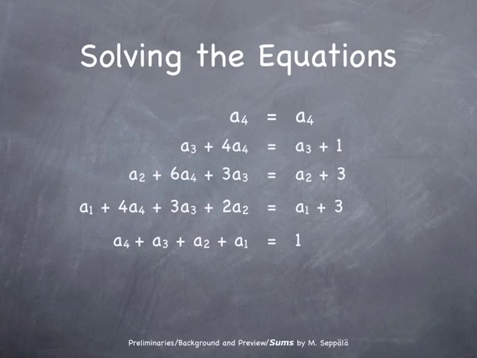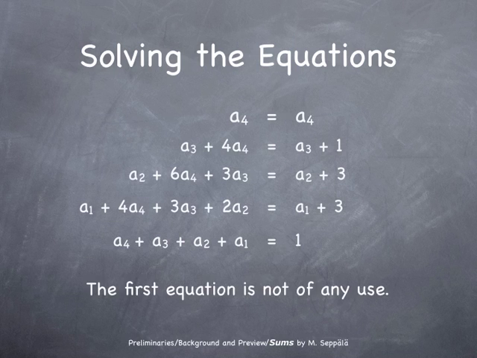The equations for the unknown coefficients ak are a4 equals a4, a3 plus 4 times a4 equals a3 plus 1, a2 plus 6 times a4 plus 3 times a3 equals a2 plus 3, a1 plus 4 times a4 plus 3 times a3 plus 2 times a2 equals a1 plus 3, and finally a4 plus a3 plus a2 plus a1 equals 1. This looks now somewhat complicated.